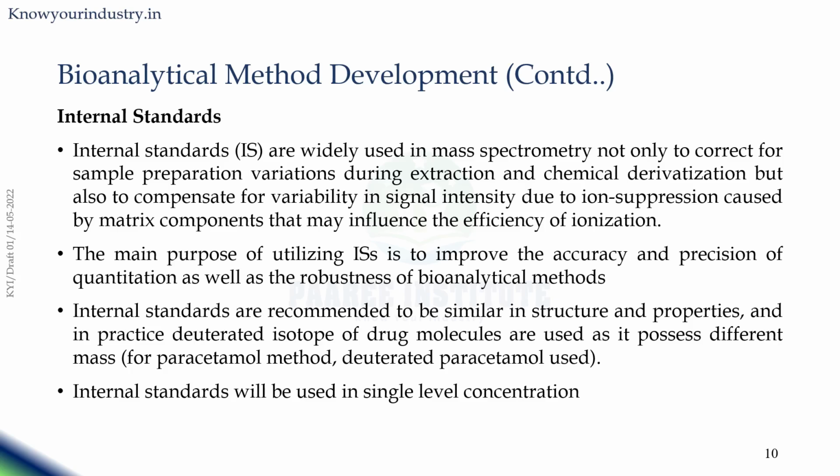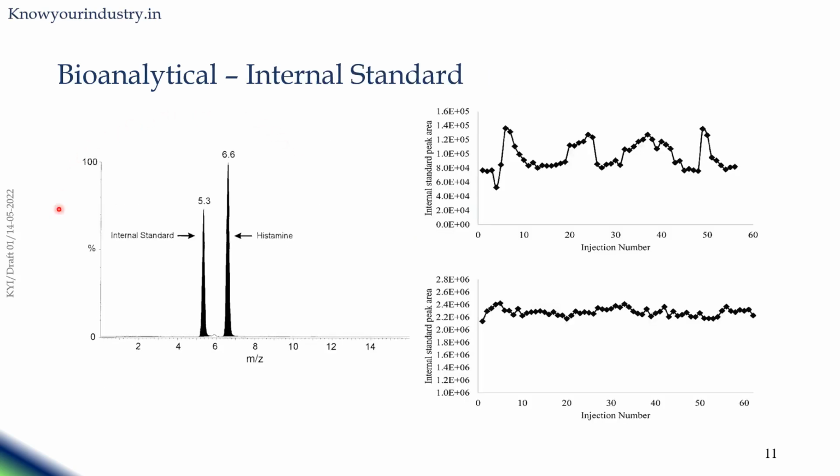As I said earlier, it will be spiked in the same constant concentration. This particular chromatogram obtained from the mass spectra shows the response by the internal standard as well as the drug, histamine for example. And this particular plot, this one and this one, shows the internal standard variations by injections. So ideal internal standard variation should be like this. This should be the ideal thing required.